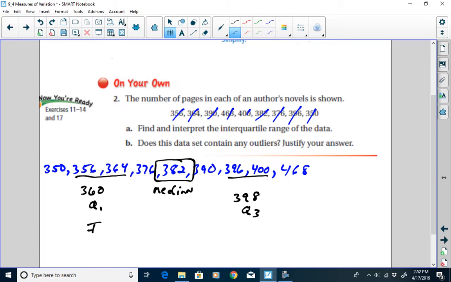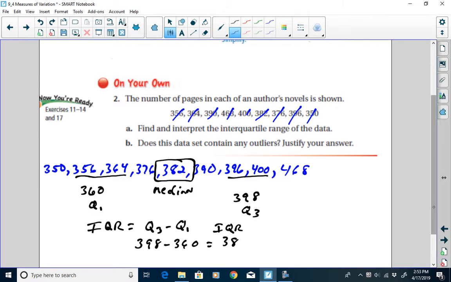To find the interquartile range, our IQR, we have to subtract the Q1 from the Q3. So I take my Q3 of 398, I subtract my Q1 of 360, and I get an IQR of 38. That's my IQR. Now that interquartile range means that the middle 50% of the data has no more of a difference than 38. So now we want to determine if that's an outlier or not.